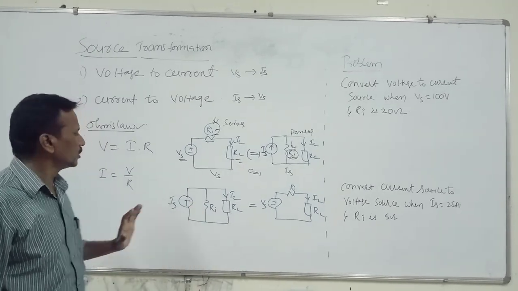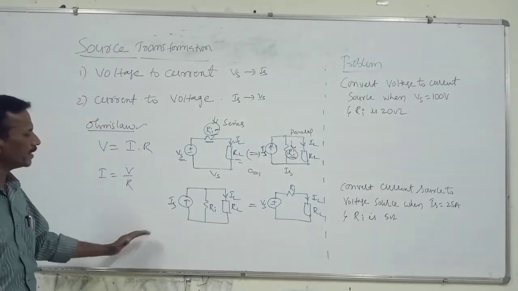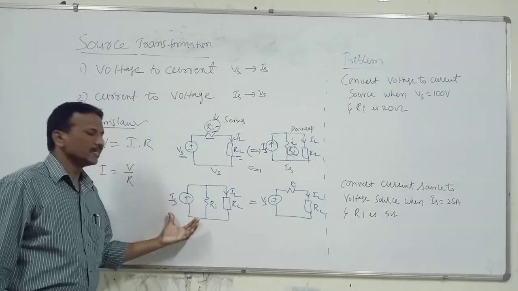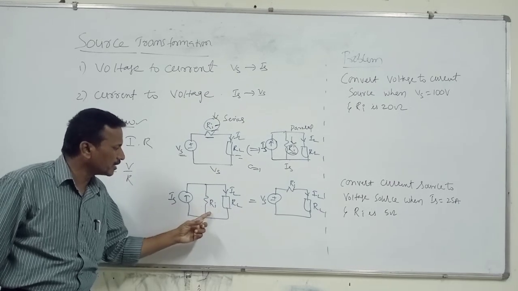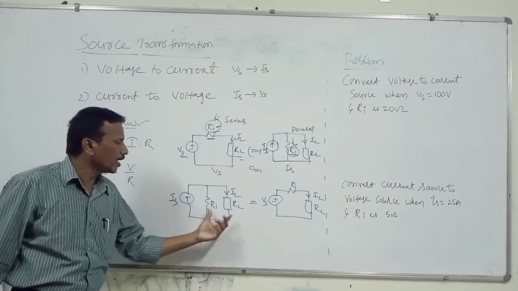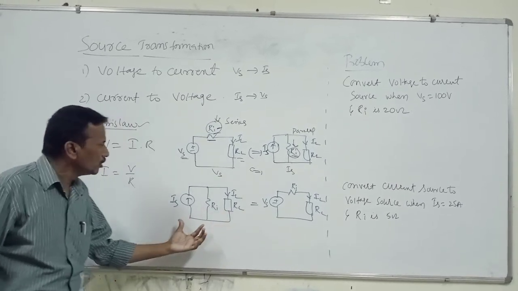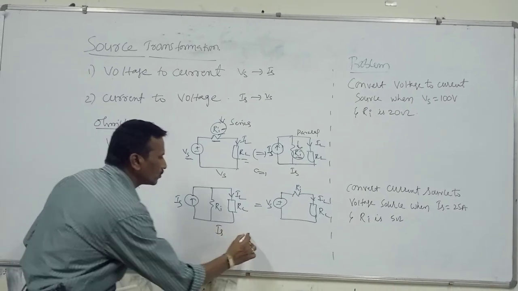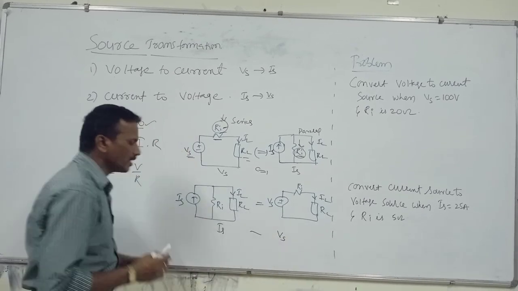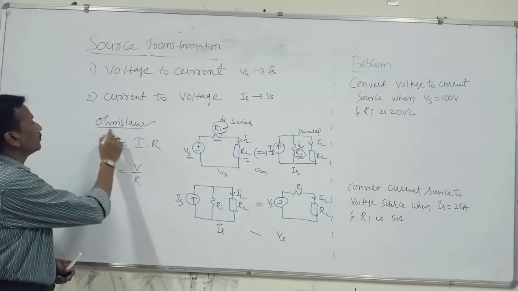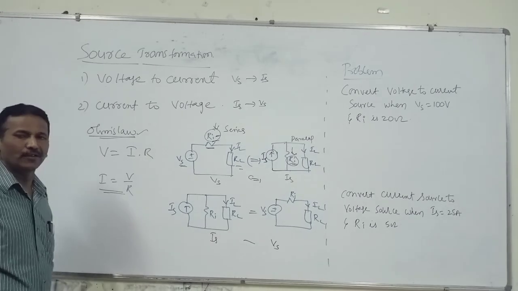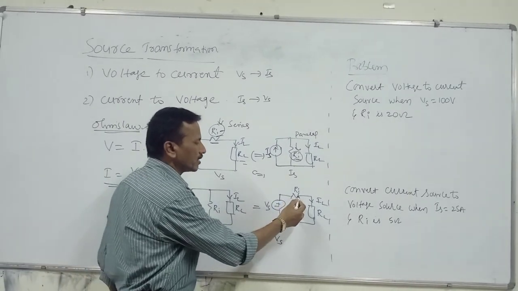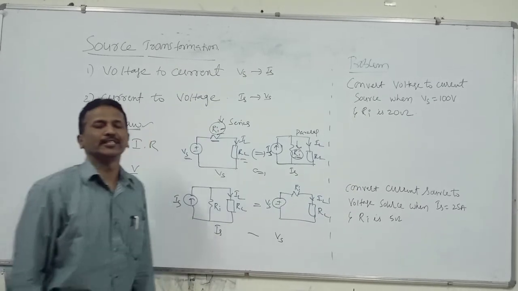Now, coming to the second part. What type of source is it? What is the symbol of this one? It is a current source. How is the internal resistance connected? In parallel across the load resistance. So you are converting your current source to your voltage source, based on Ohm's law. So this is your voltage source in series with the resistance across the load resistance.